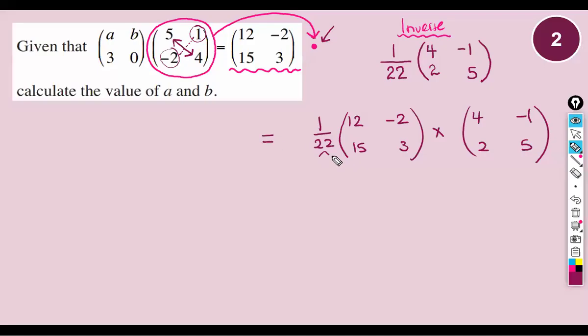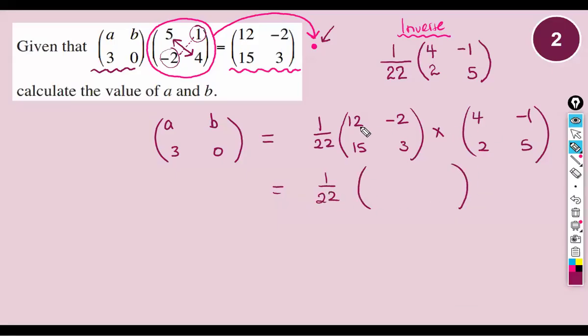Remember, on this side of the equal sign, the only thing that's left on the left-hand side is who? Mr. A, B, 3, and 0. Remember, he's there alone because you threw across the matrix on the other side, so he has no friends on that side. So everybody is concentrating on simplifying this. So let's just simplify this. I'm leaving the 1/22 for last.